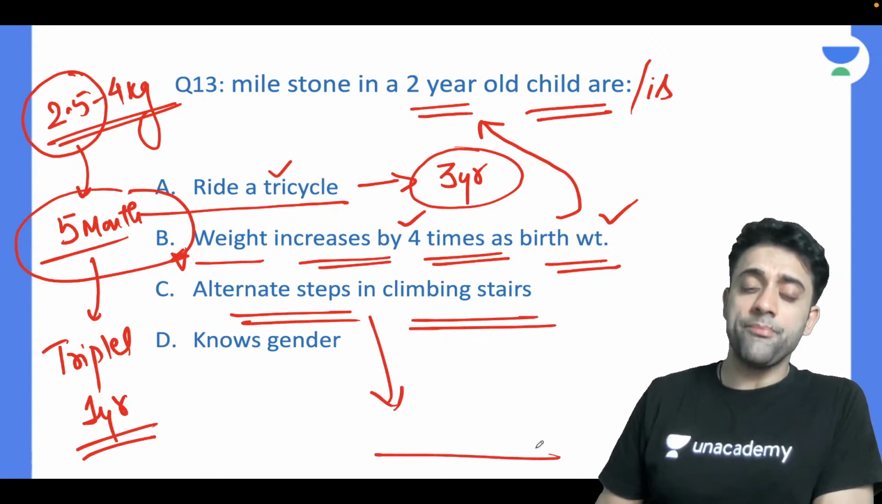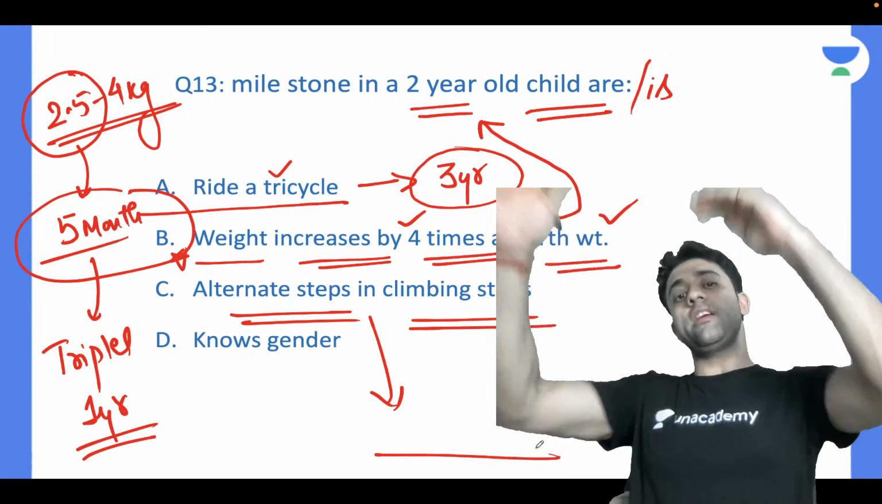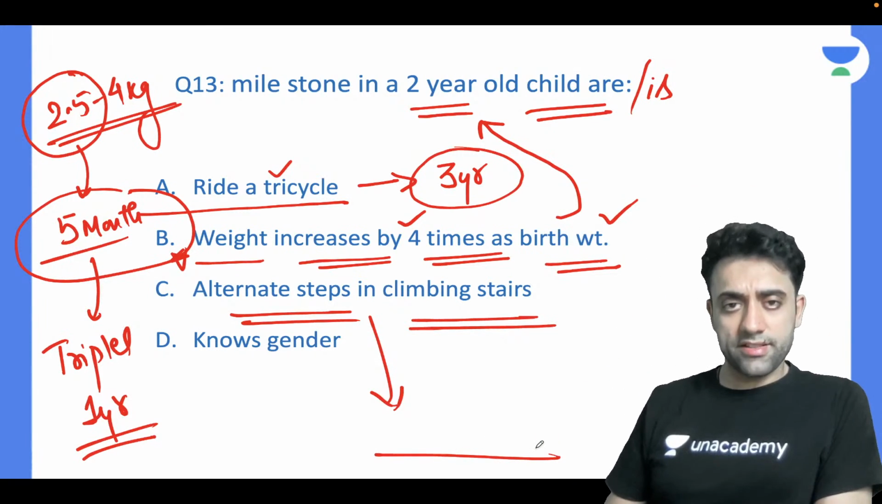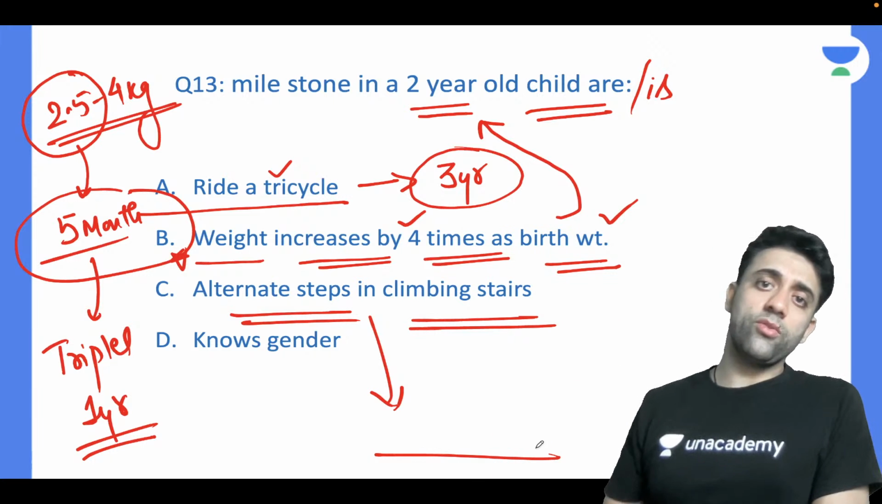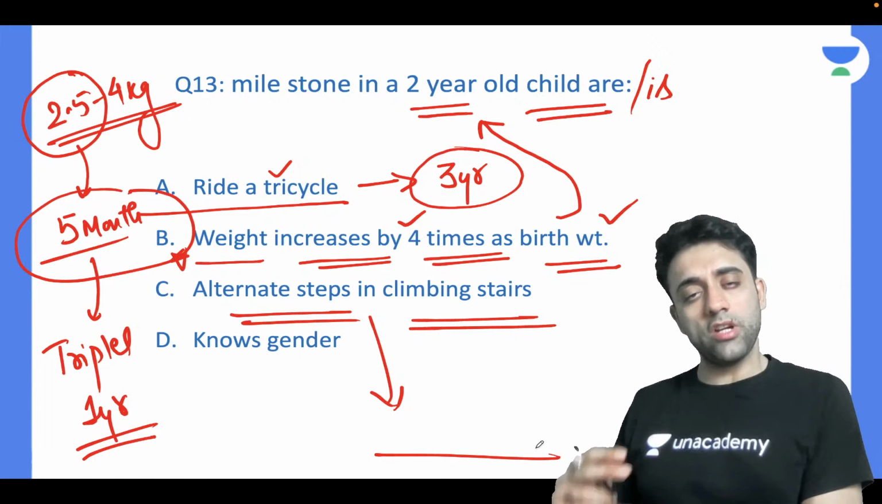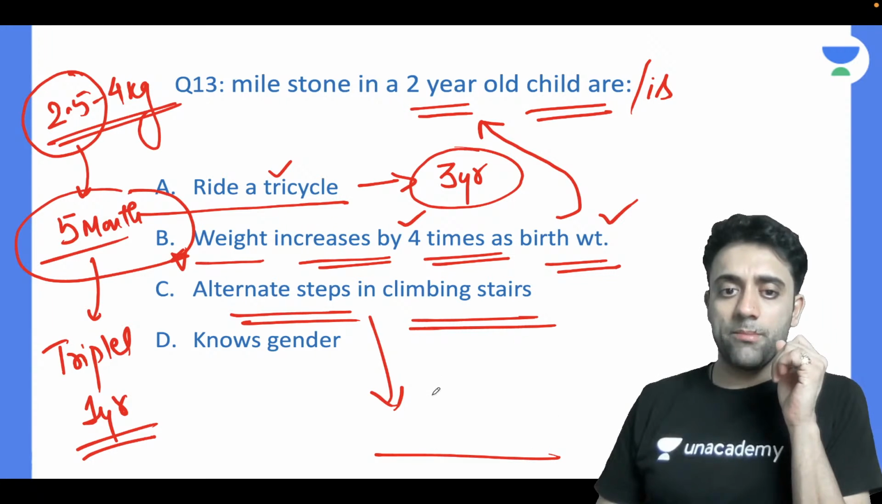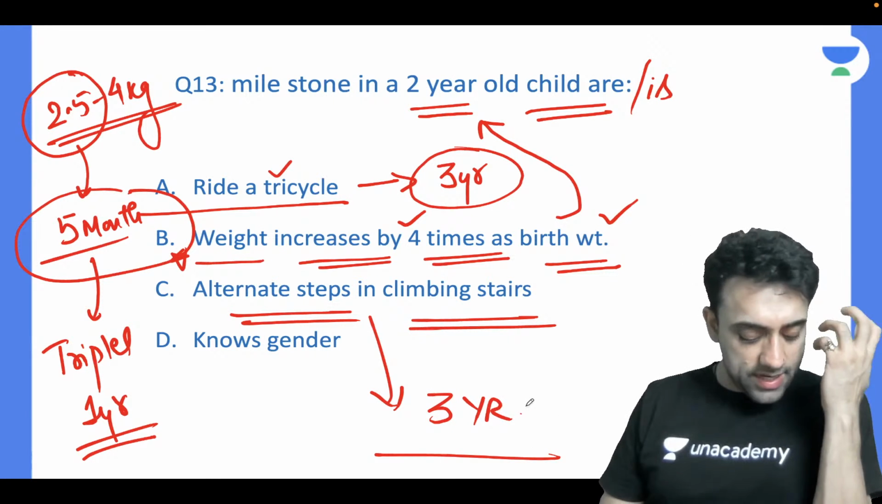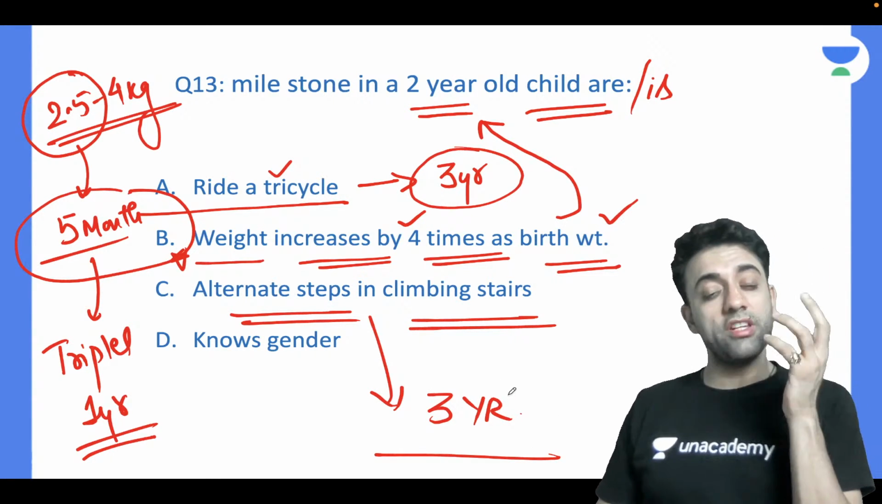Julie, what do you think, dear? When can a baby climb alternate steps in climbing stairs? Alternate steps. Anyone? 2 year, 3 year, 4 year. What do you think? So remember, a baby can climb alternate steps by 3 years. Very good, Shubhangi Kaushik. 3 years.